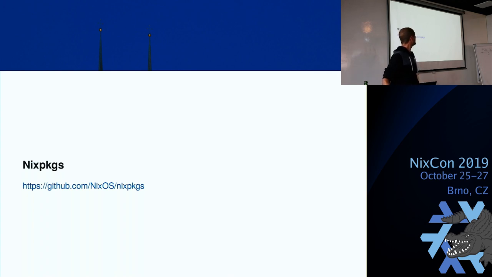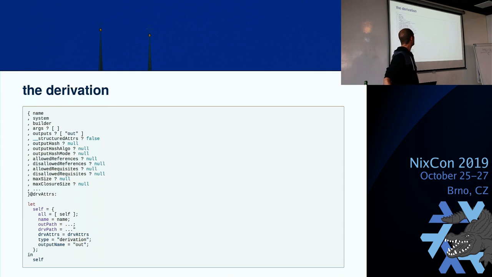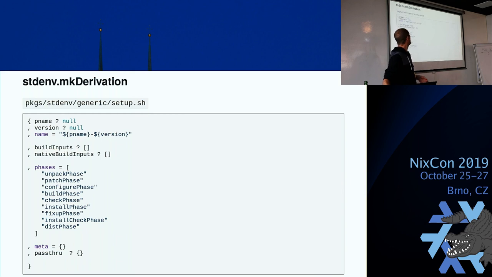So let's go over this. This is what Graham presented, but a bit expanded. And you don't need to know the detail, but that's kind of the built-in derivation. And then in Nixpkgs, we bootstrap that, and you get this mkDerivation. So stdenv.mkDerivation gives you a function that you can use to build derivations. And this function has a bunch of heuristics and utilities that make it convenient to build new packages.